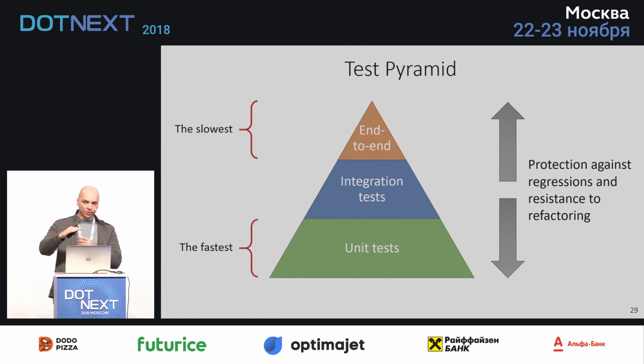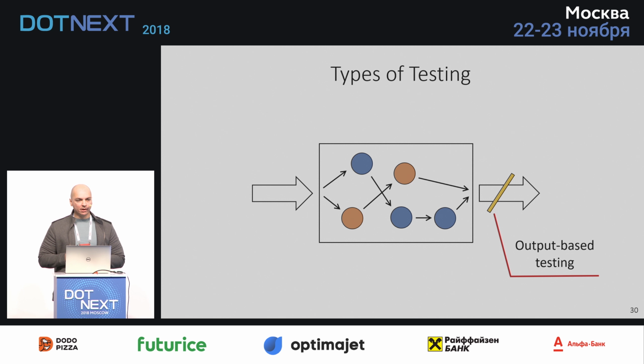On the other hand, the lower the level, the faster your tests will execute, but at the expense of protection against regressions and resistance to refactoring. So as you can see, nothing comes free. Everything comes at a cost. All right, let's now talk about different types of unit testing.